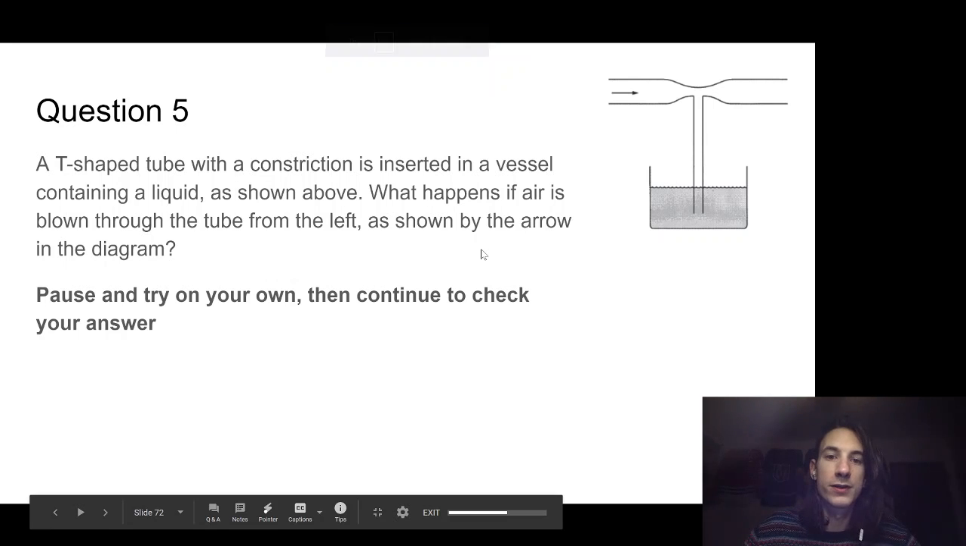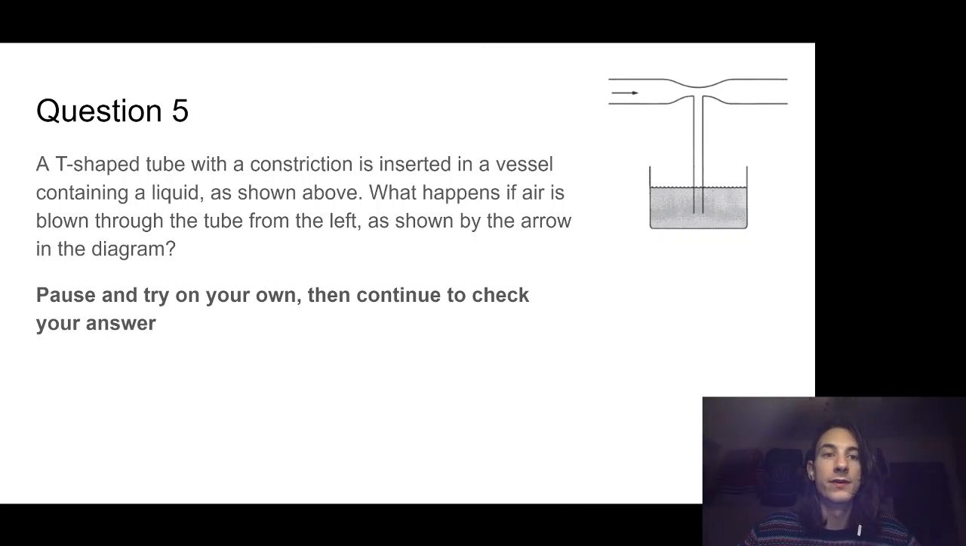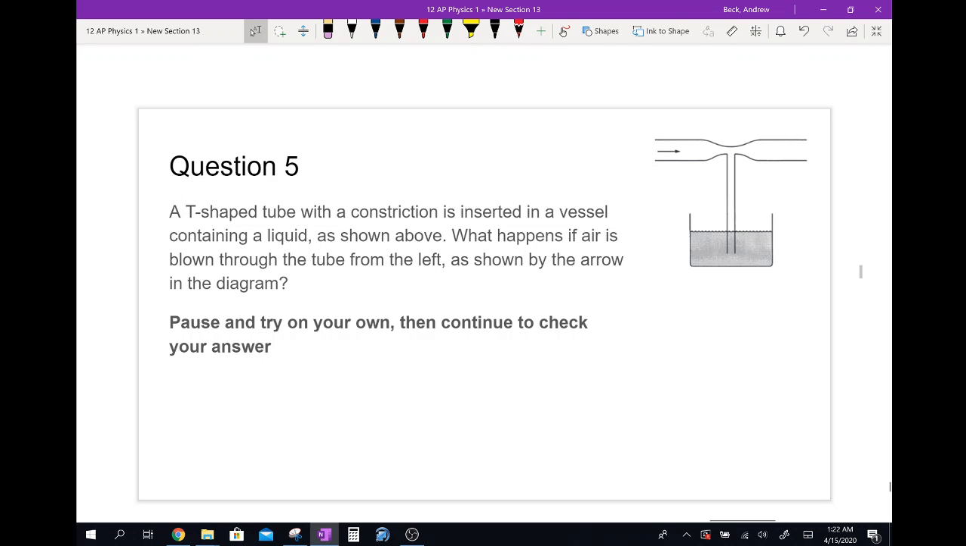Okay, so the final question is a little bit more conceptual, but I think it's still a good question. In this one, a T-shaped tube with a constriction is inserted in a vessel containing a liquid as shown above. What happens if air is blown through the tube from the left as shown by the arrow in the diagram? Pause it, try it on your own, and then I'll go over it in a second. Try it, have an answer, and then we'll go over it.